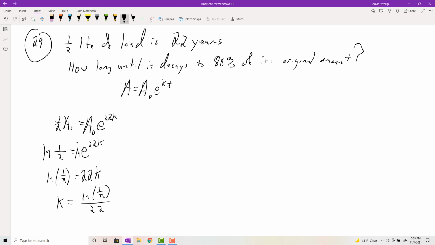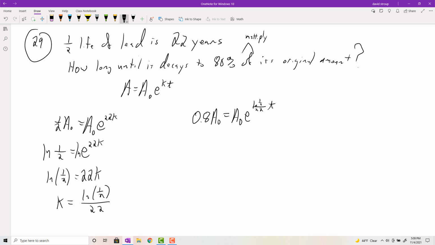So the second part of my question is how long until it decays to 80% of the original amount. To set that up, you're going 0.8 times, because the word of basically means multiply, of the original amount. The original amount was A sub 0. On this other side we have A sub 0 e to the k, which is now ln of 1/2 over 22, times t. And we're solving this for t.